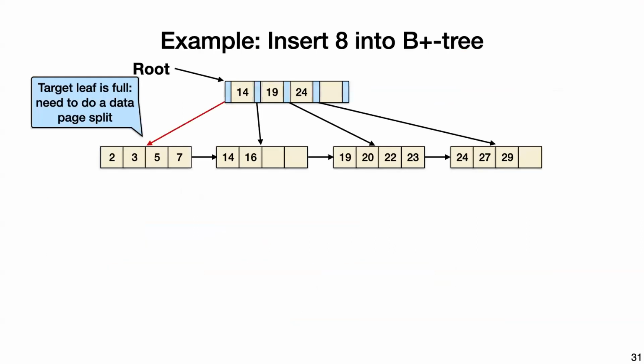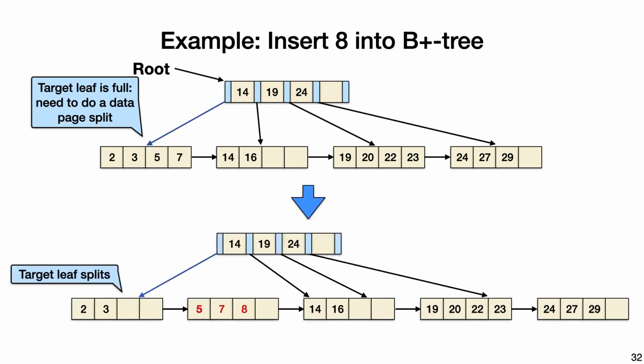So we're going to do an example of how you would insert elements into this B plus tree. Let's say that we want to insert 8. We find that 8 is less than 14, so we follow this pointer down. Unfortunately, this leaf is full, so we can't put 8 there. If there were space, we would just put it at the end, but it's full, so now we need to split this node.